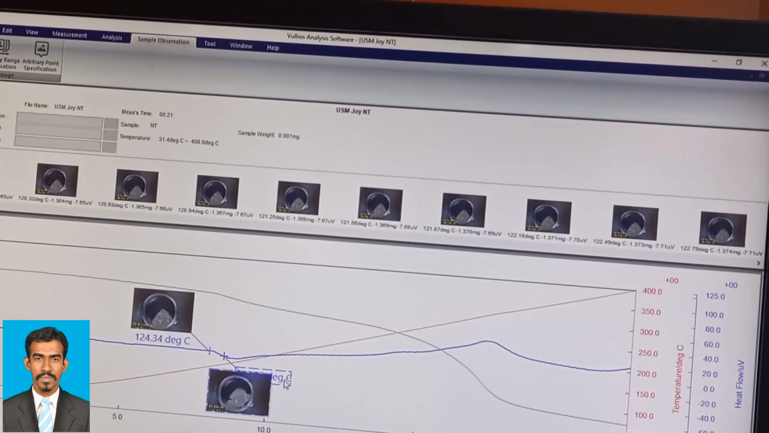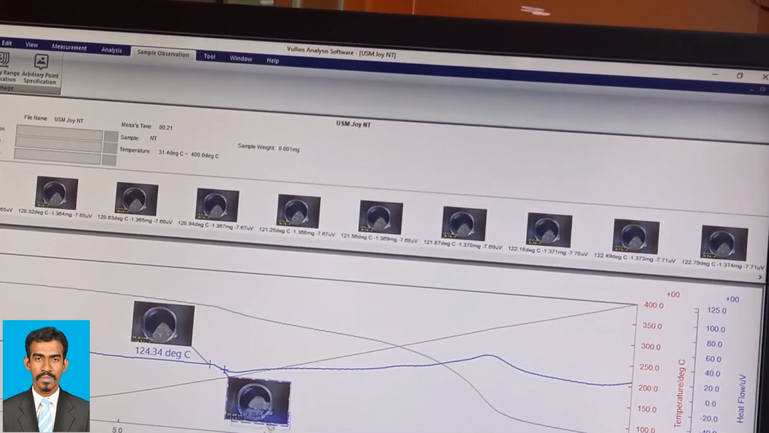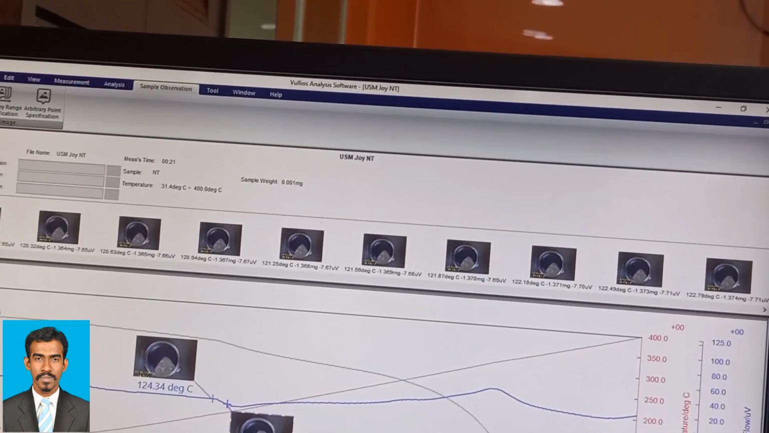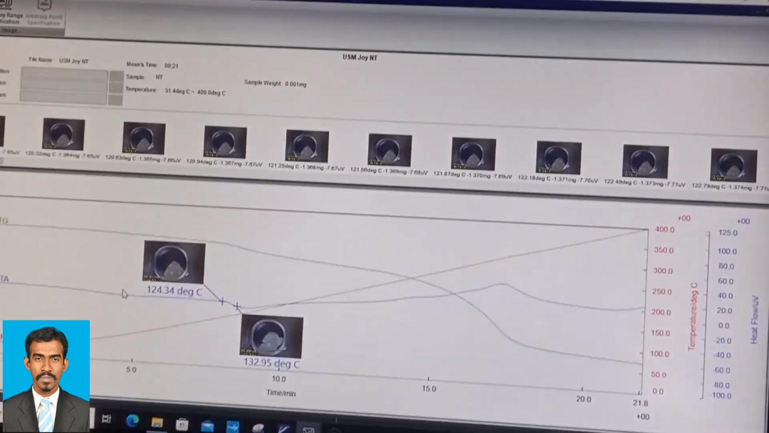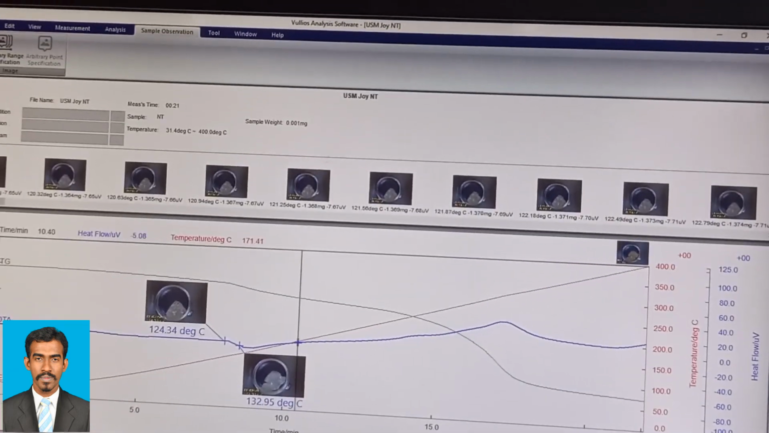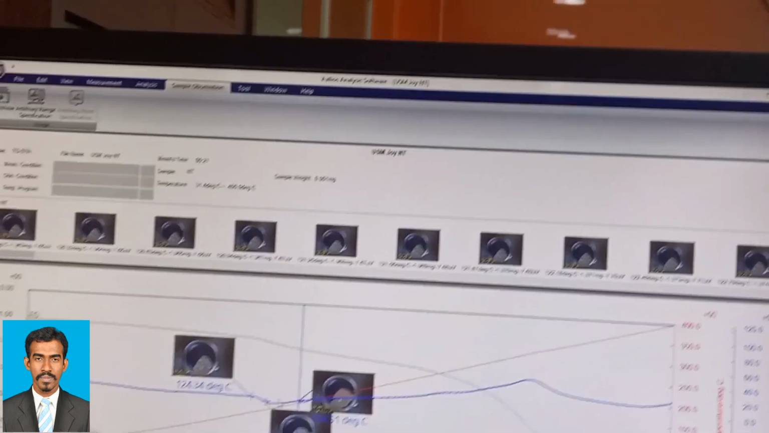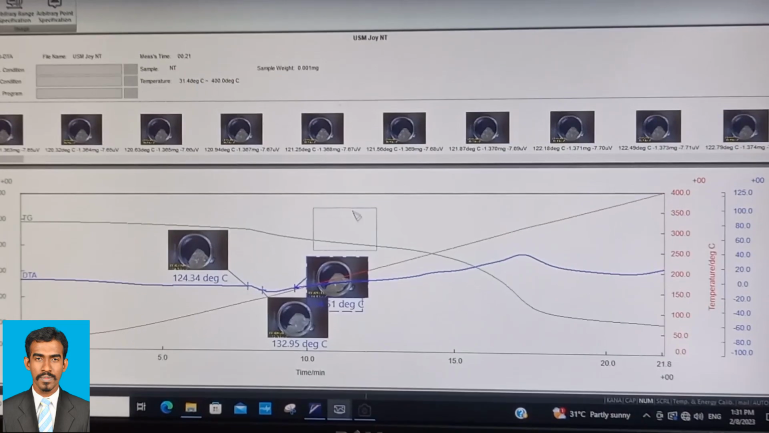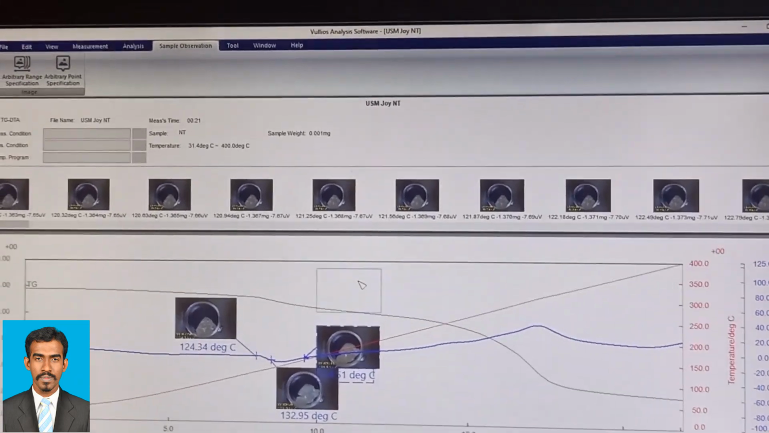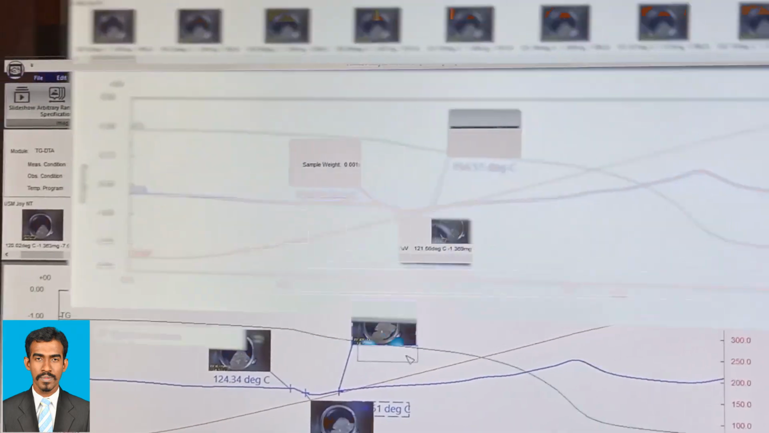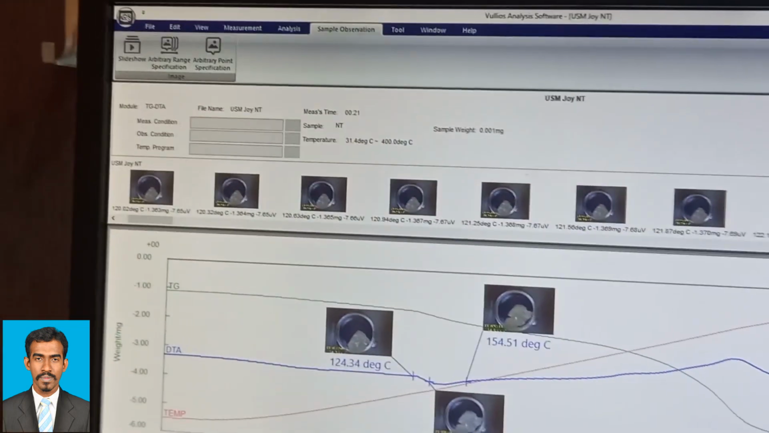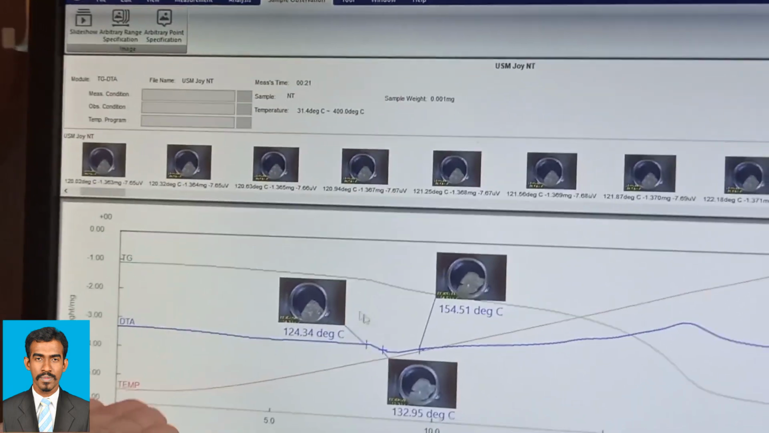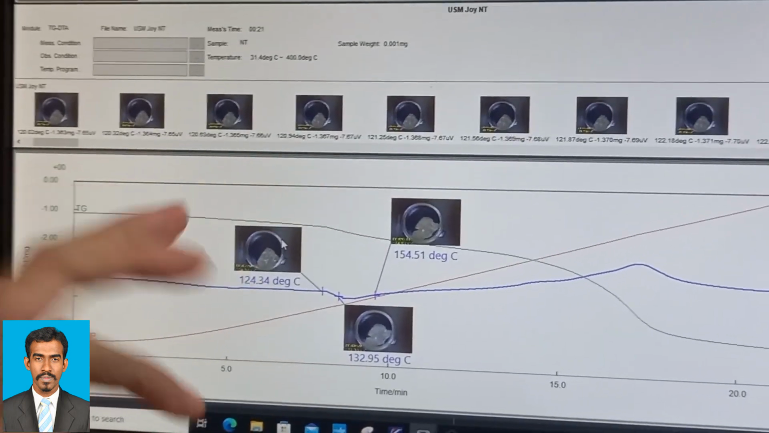The weight loss: the negative peaks or downward slopes in the TG curve indicate weight loss events. These can be due to processes like evaporation, desorption, decomposition or oxidation. And weight gain: positive peaks or upward slopes in the TG curve indicate weight gain events such as adsorption or chemical reactions leading to increased sample mass.